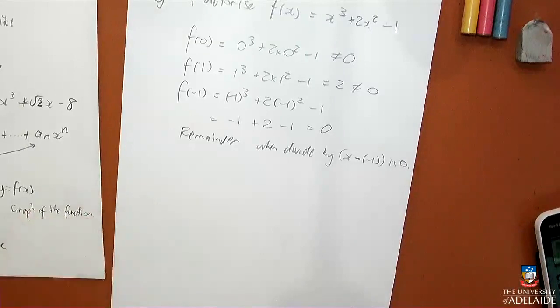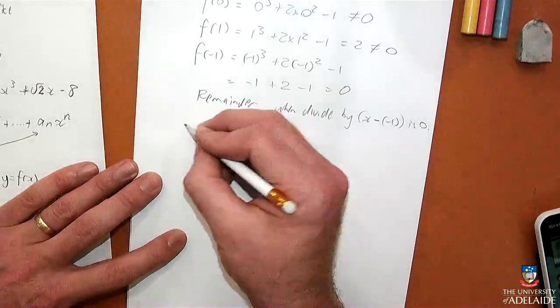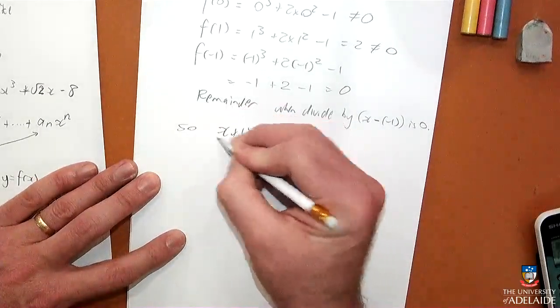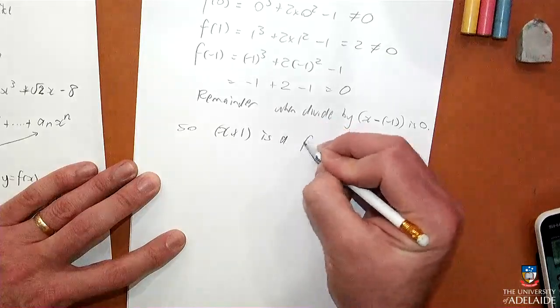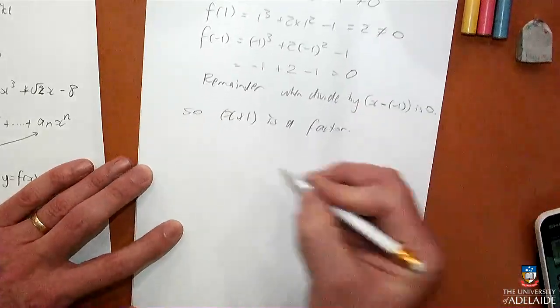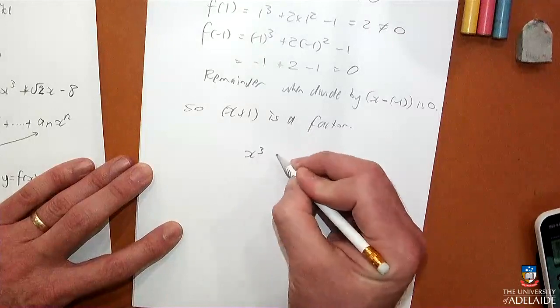Which means it's possible to divide by x minus 1 without a remainder. So it must be possible to divide this by x plus 1. So that means that x plus 1 is a factor. And so what I'll do is divide by x plus 1 and see what I get.